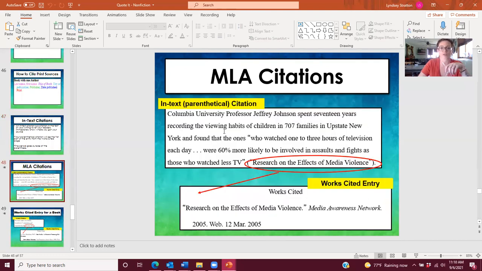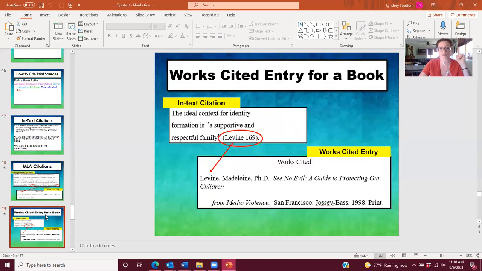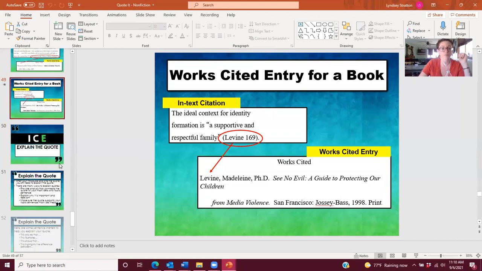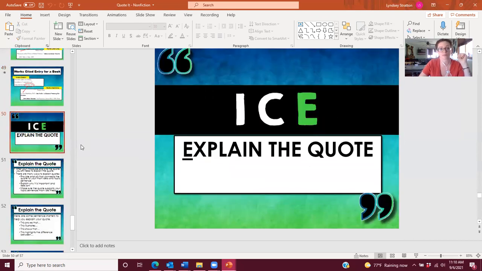Here's an example of a non-author source. Okay, so it's called Research on the Effects of Media Violence. Here it is. Okay, and then here's another example, Levine. Okay, and then of course you have to explain it.